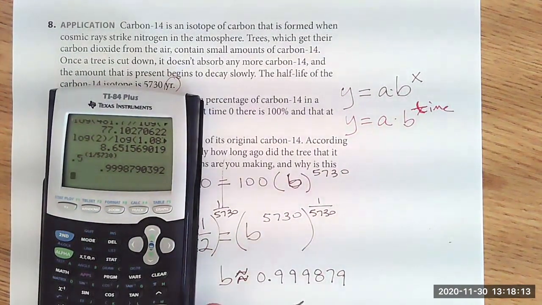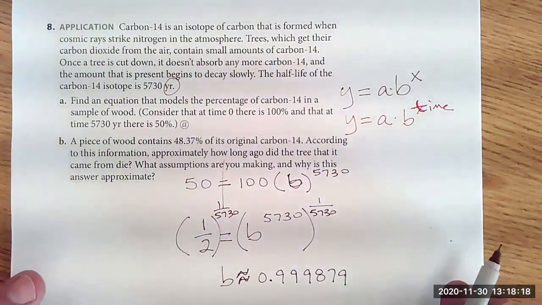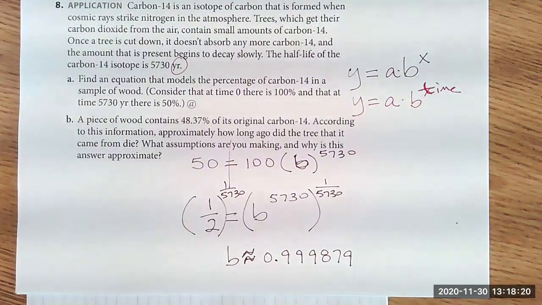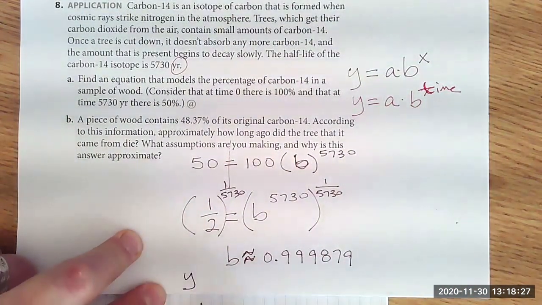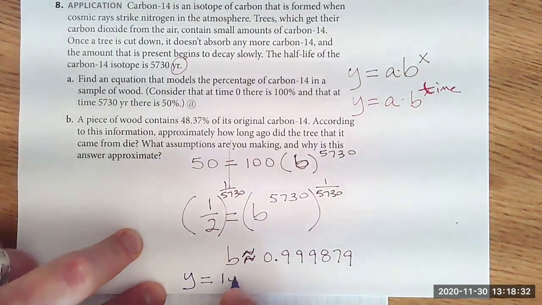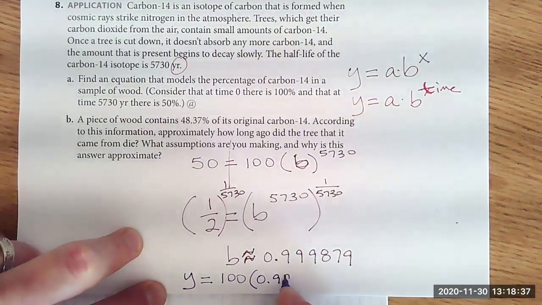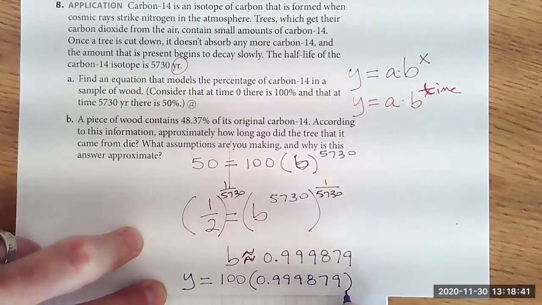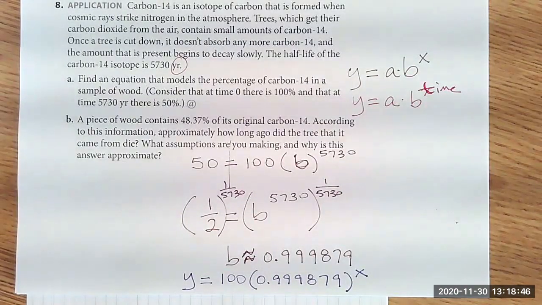Now going back to my equation, I needed to write an equation that represents this information. So I can write it as the amount is equal to 100% times this value raised to some time t, or x, my input.